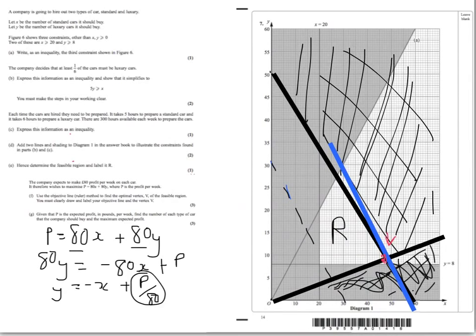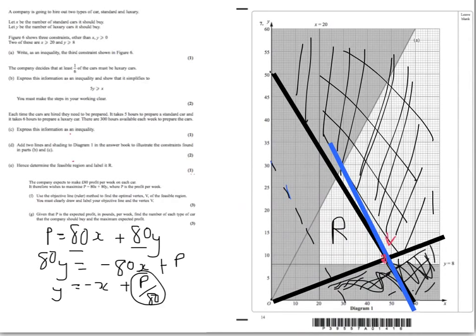But then I've just got to do part G of the question. Given that P is the expected profit in pounds per week, find the number of each type of car that the company should buy and the maximum expected profit. Now, remember this point is just like a set of coordinates, right? I can find the coordinates of it.